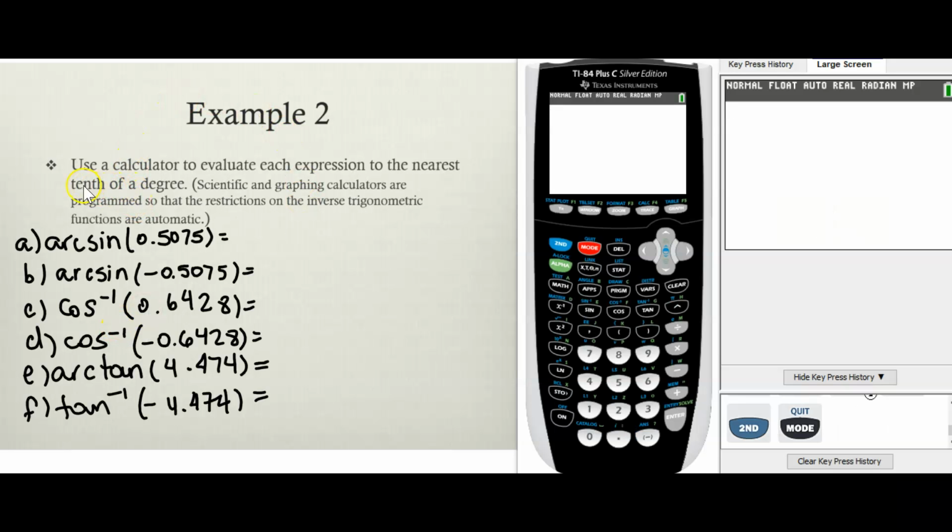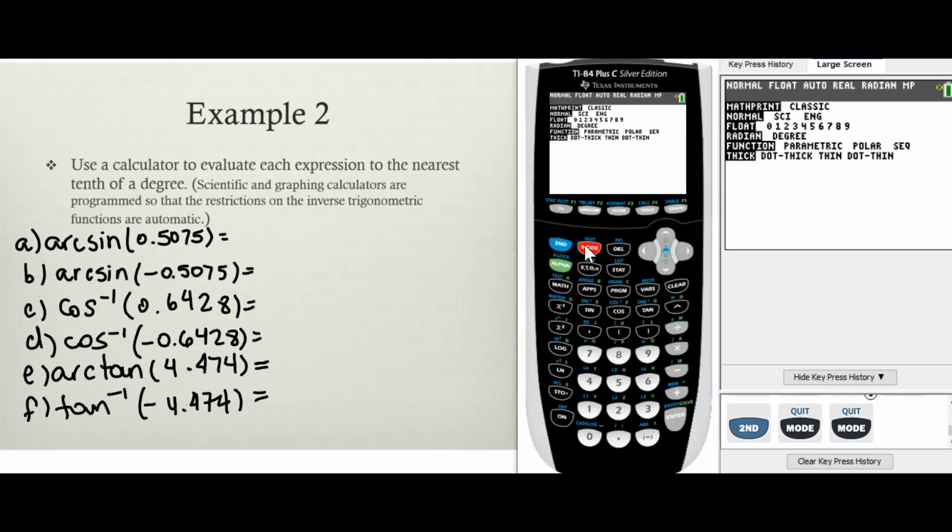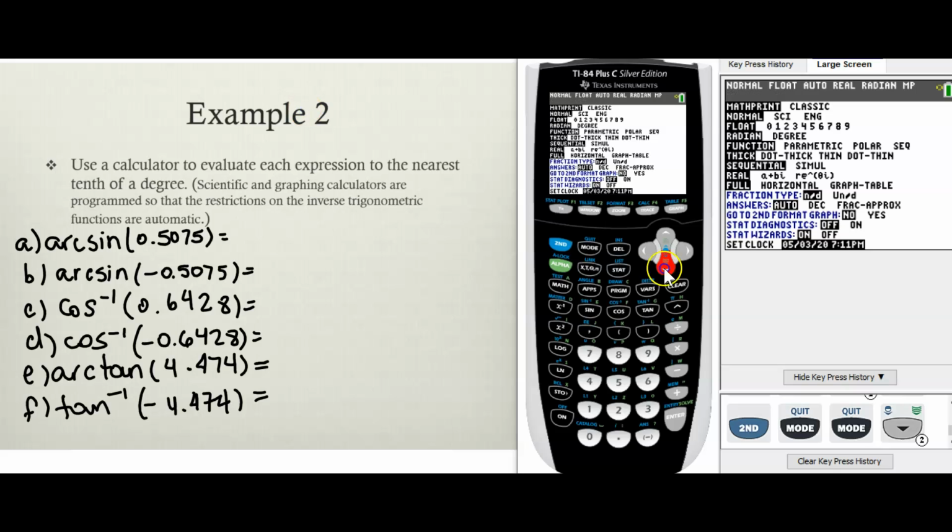Let's look at the next example. In this example, we need to use a calculator to evaluate each expression to the nearest tenth of a degree. Scientific and graphing calculators are programmed so that the restrictions on the inverse trigonometric functions are automatic. That's good. But we need to make sure that we set up the mode into degree mode. So if you have a graphing calculator, go to mode and set it up into degree. Now we're good to go.